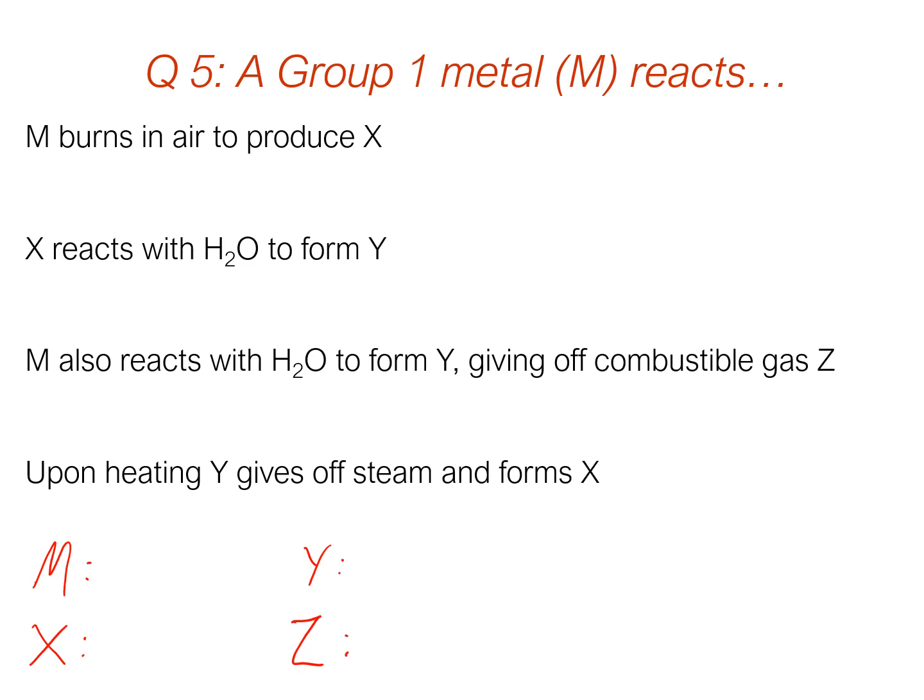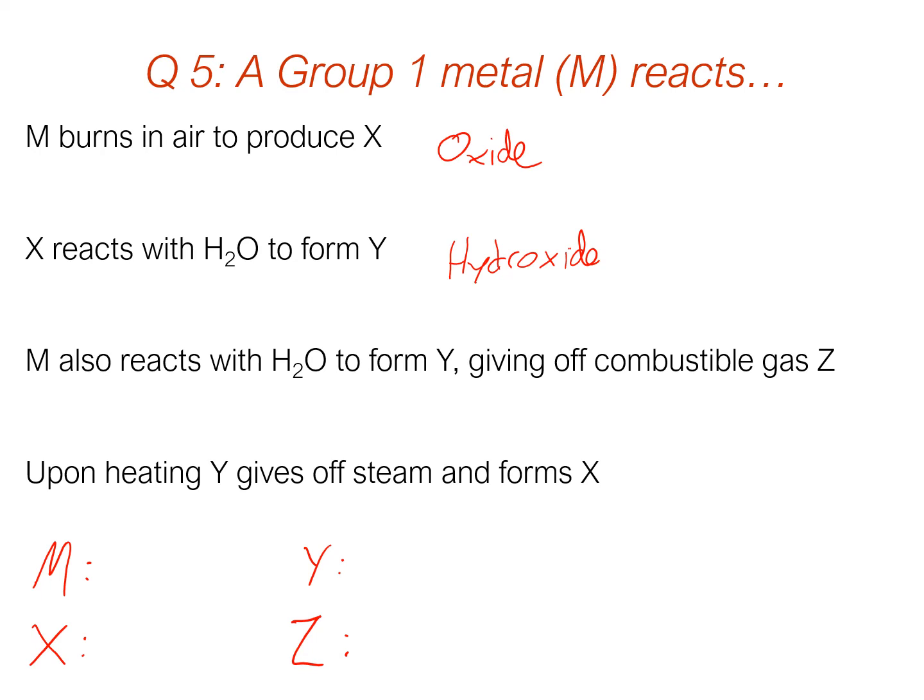So M burns in air to produce X. Since it's a group 1 metal burning in air, we know X is going to be an oxide. Obviously, which oxide depends on what M is. The oxide reacts with water to form Y. Now group 1 oxides reacting with water always form a hydroxide. So we know that Y is going to be some sort of hydroxide. Again, depends which metal it is. The metal itself also reacts with water to form Y, the hydroxide, giving off combustible gas Z.